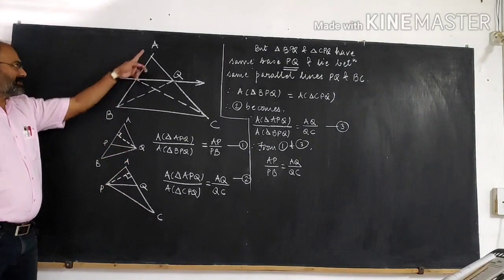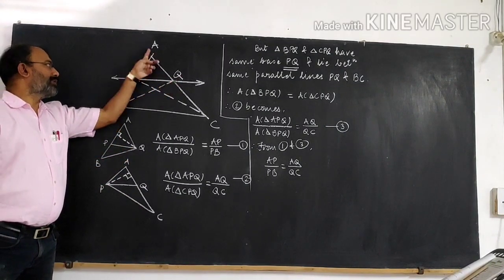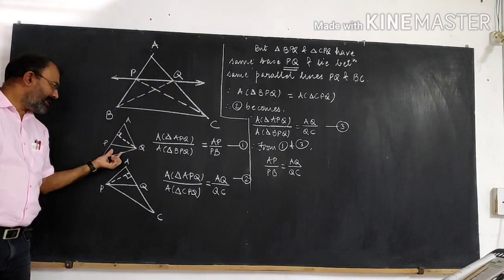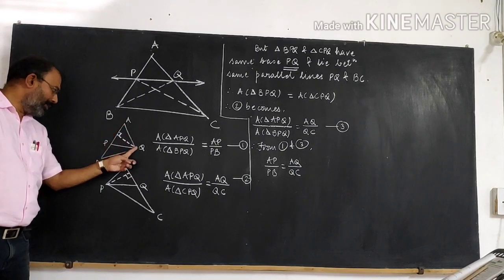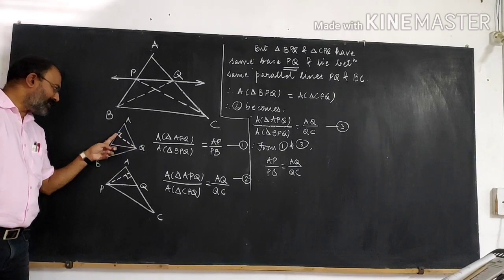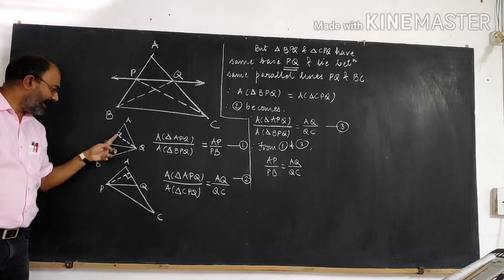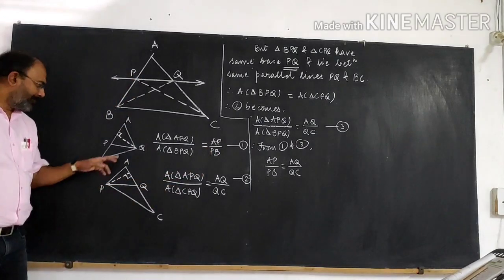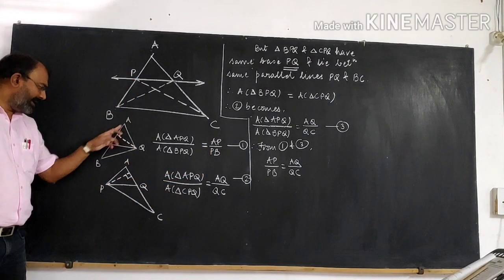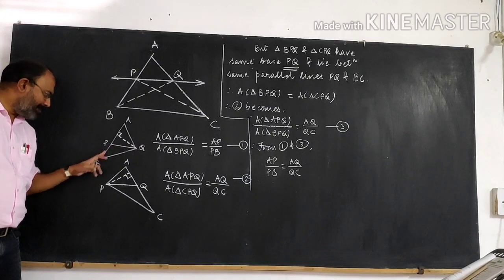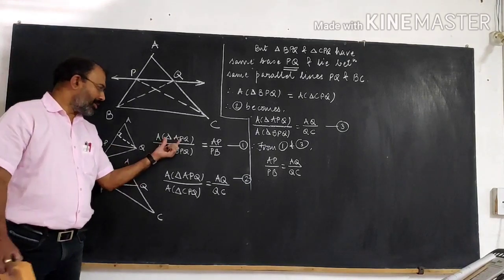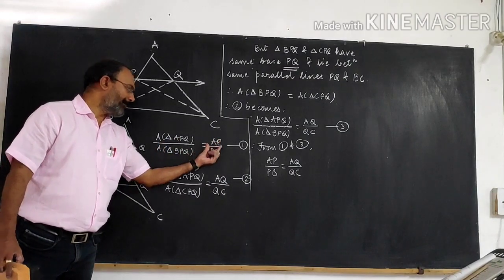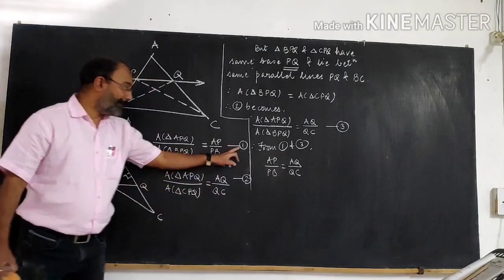We have already discussed this figure; we are going to remove triangle ABQ, which I have drawn. In this figure, triangle APQ and triangle BPQ have the same height. So the ratio of areas is equal to the ratio of corresponding bases. AP is the base of the upper triangle and BP is the base of the lower triangle. Here you have to write the reason.